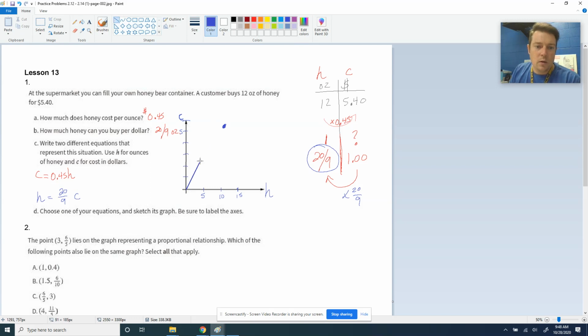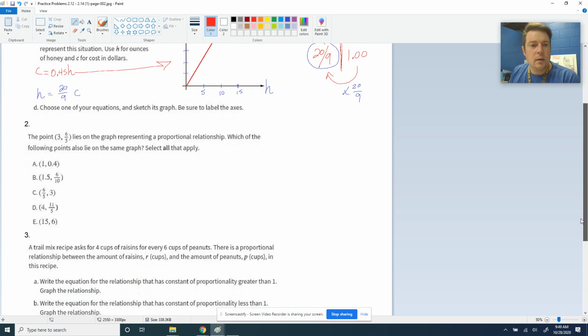I know that it's going to be proportional. So I'll go through here. And I'll even label the point on there, 12, comma, 5.40. And I am doing the graph of this one. This is the graph that I'm doing. And I've labeled my axes. Everything looks good to me. Now, I could have done H and C in the other places, but we're going to roll with that.